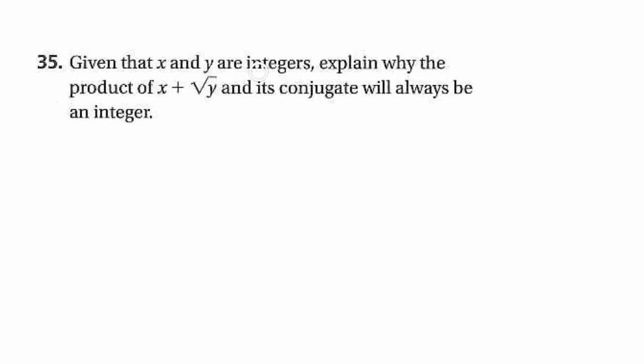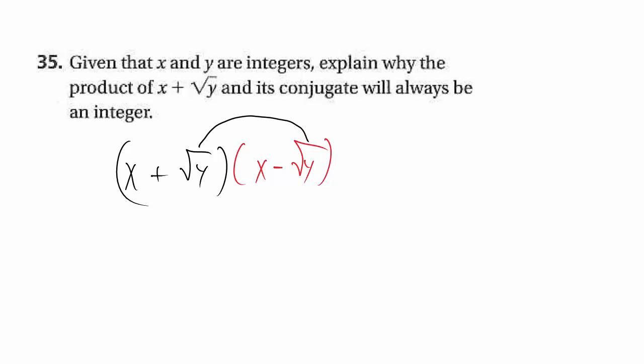All right, for this one, we're asked that if x and y are integers, explain why the product of x plus square root of y and its conjugate will always be an integer. Well, just to show an example, it's because the square root part will always cancel out. The conjugate of this is x minus square root of y. So no matter what those numbers are, you've got square root of y times square root of y, which is just going to be y.